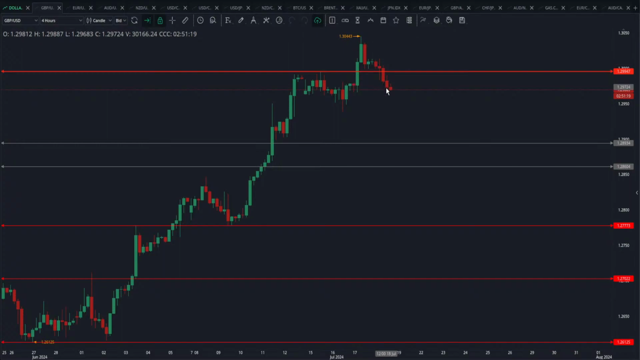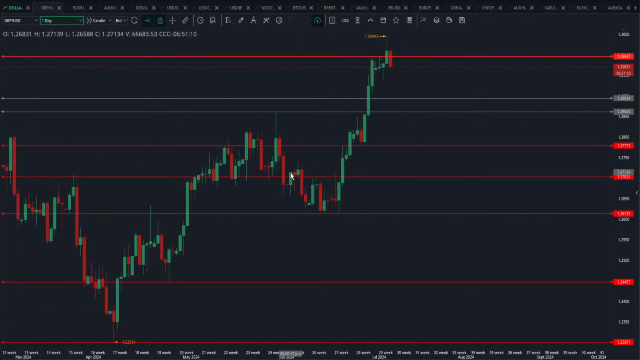But I'm expecting the price to actually reverse before the price goes below this low. That is what my expectation is. So let's see how things unfold. But right now, yes, the price is going down because the US dollar is going up. To what extent can it go? 1.2777 is where I'm expecting it to go.